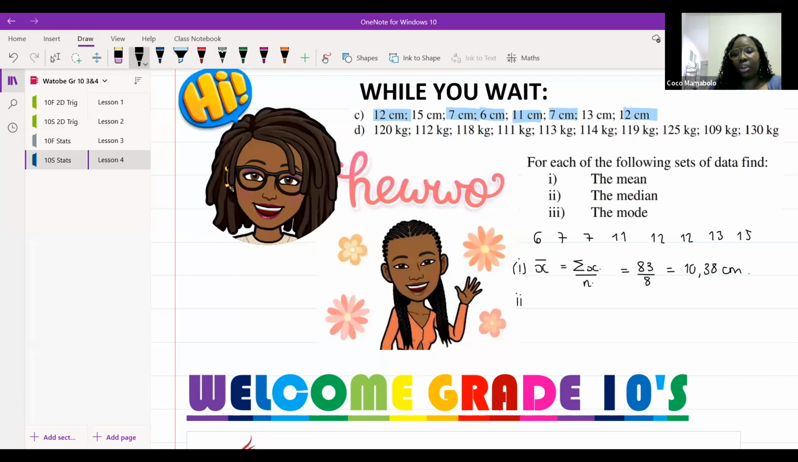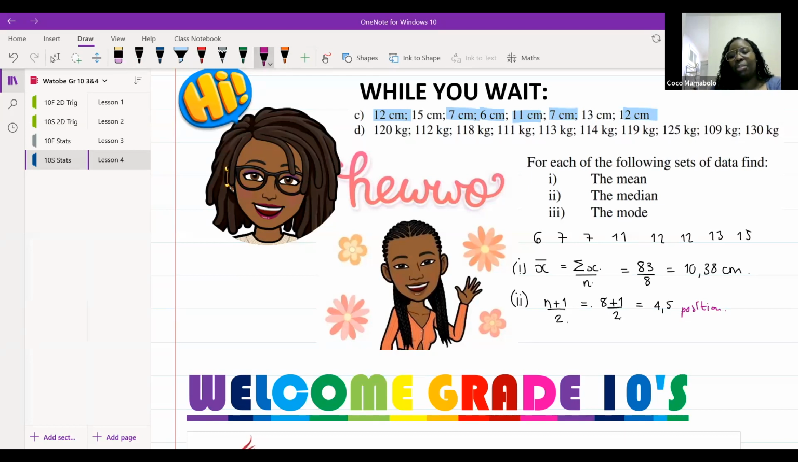So question number 2 is the median. Remember, when we want to calculate for the median, we're going to take n plus 1 over 2. Our n is 8, so we're going to have 8 plus 1 over 2, and that is going to give us 9 over 2, which is 4,5. But remember, guys, that doesn't mean that 4,5 is our median. We're looking for the position.